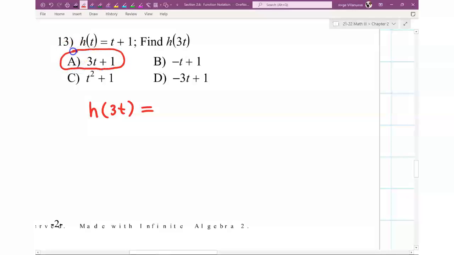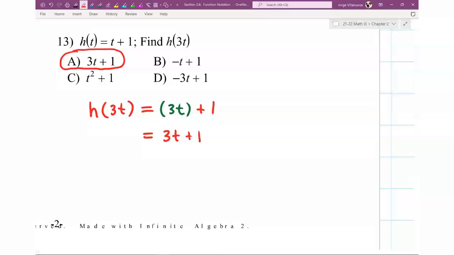Okay, so notice all you have to do is plug in a 3t where the t is, right? So it's going to look like this, 3t, and then plus 1. But 3t cannot be added to 1. They're not like terms, so your answer is just 3t plus 1. And that's it. Your answer is going to be A. Okay?